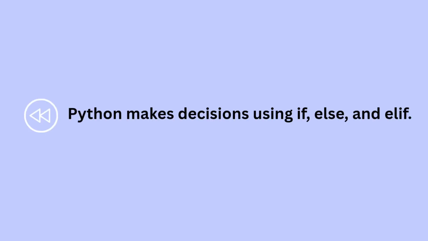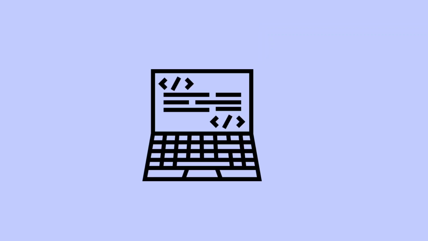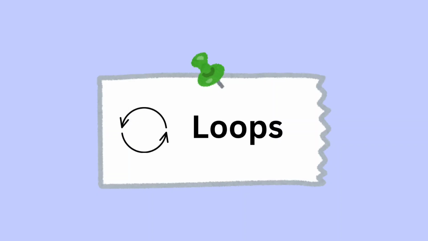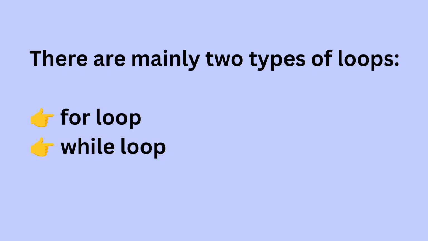In the last video, we learned how Python makes decisions using if, else, and elif. But what if we want to repeat something again and again, like printing numbers or checking multiple inputs? That's where loops come in. Loops let you execute a block of code multiple times without rewriting it again and again. So in that condition, we have to use loops.